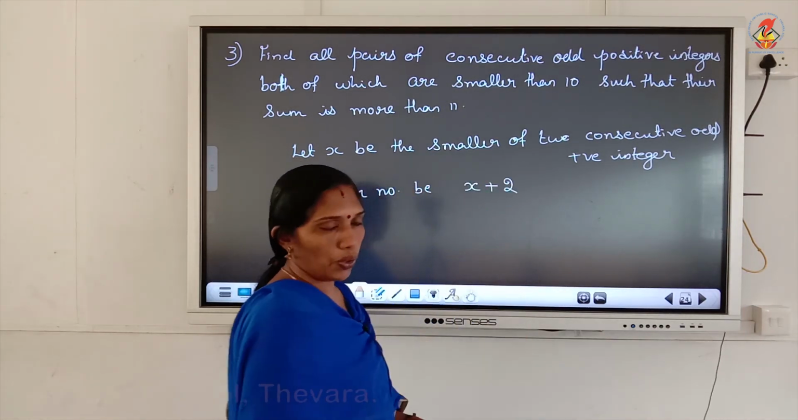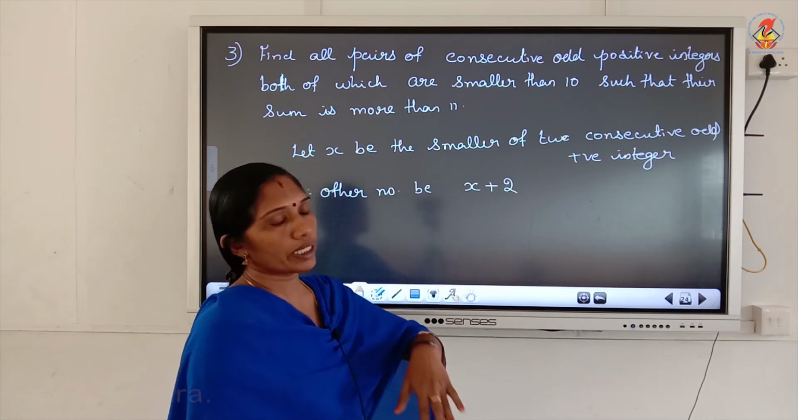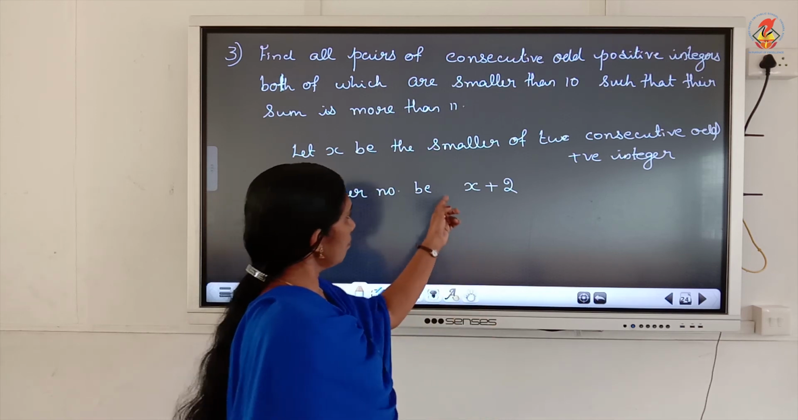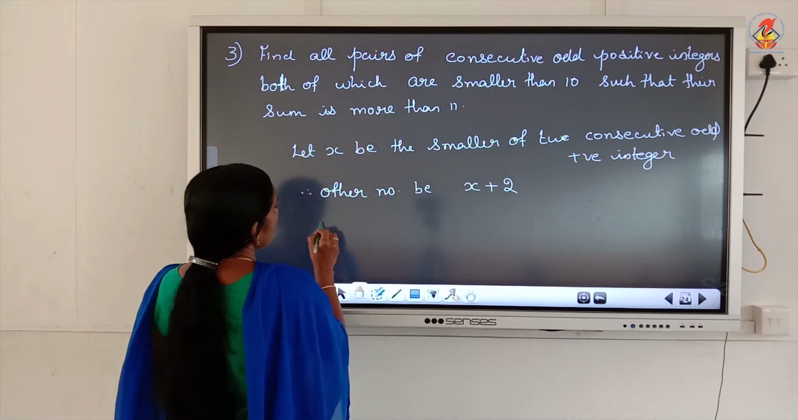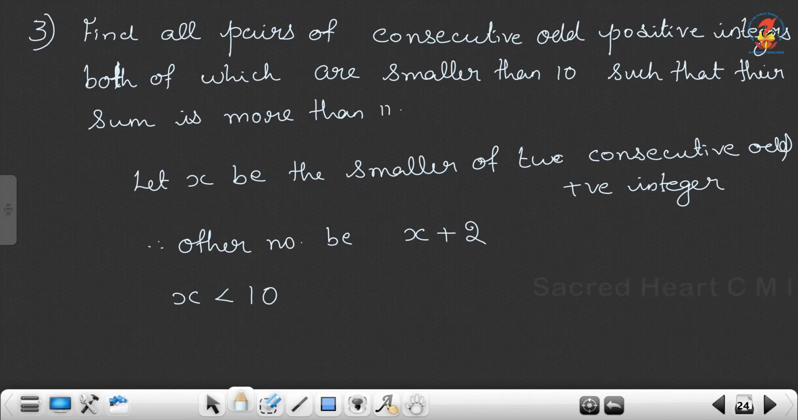Odd one and even one. If x is the first number, next odd number or next even number is x plus 2. Next integer will be x plus 1. Then what is given in the question? Both of which are smaller than 10. So x is smaller than 10 and x plus 2 is also smaller than 10.